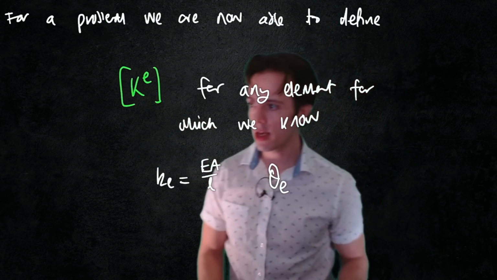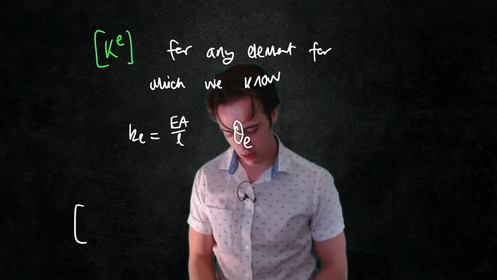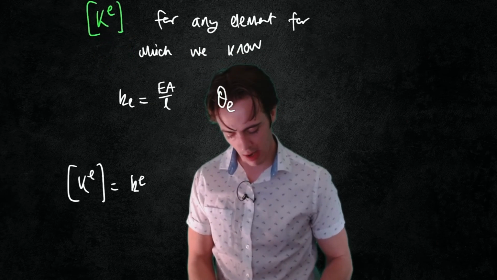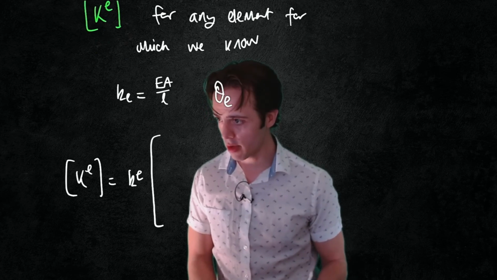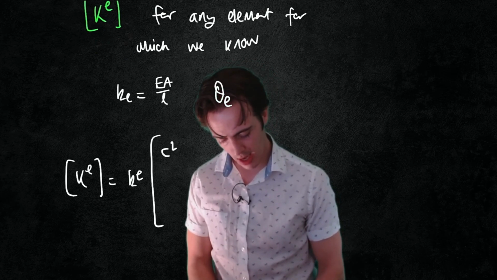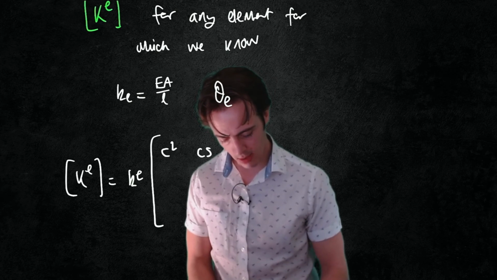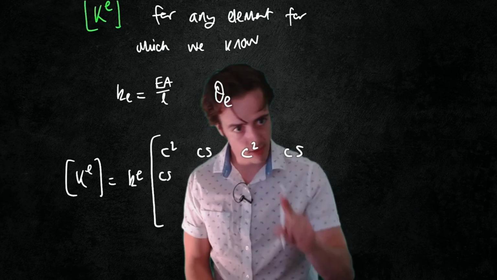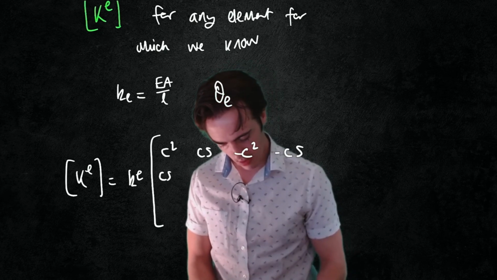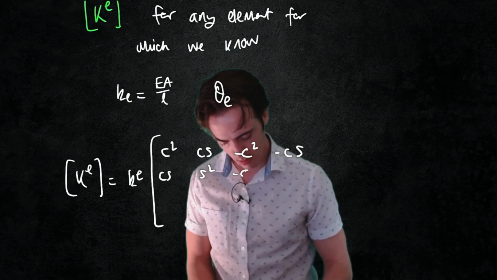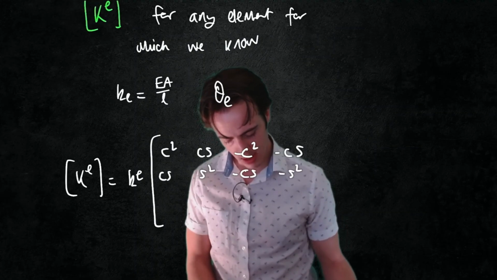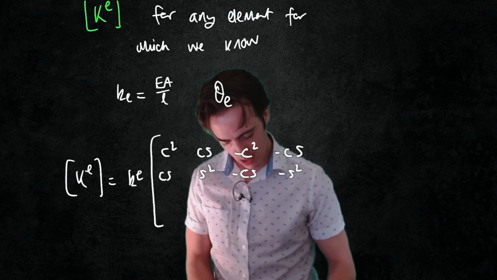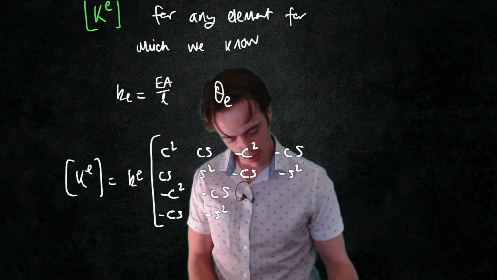Okay, because we just showed that KE was equal to, I'm going to regret that I started to write this out, so I'm going to write this out in the shorthand, C squared, CS, minus C squared, minus CS, CS, S squared, minus CS, minus S squared. Let's just copy these ones down because this matrix is symmetric, which is handy.